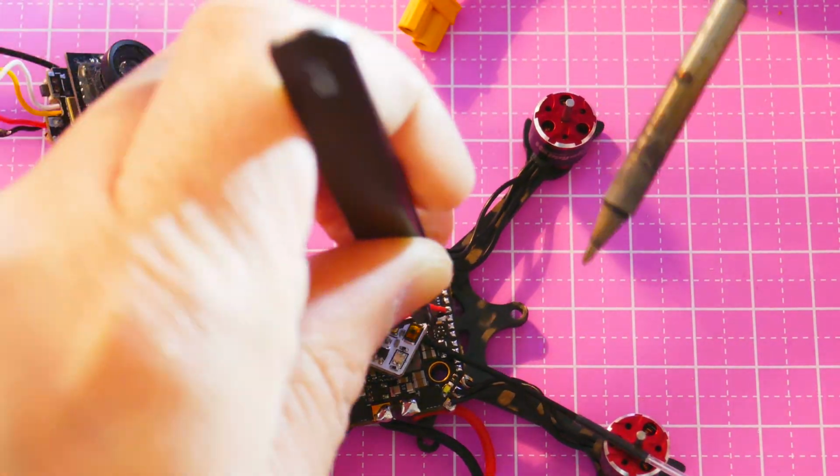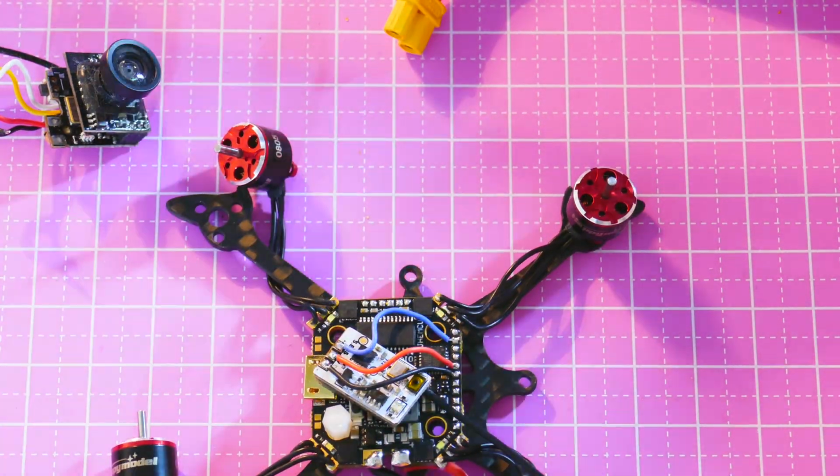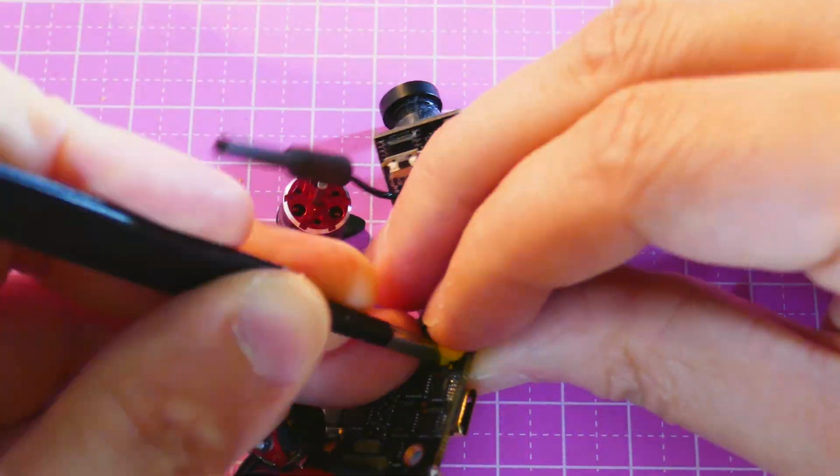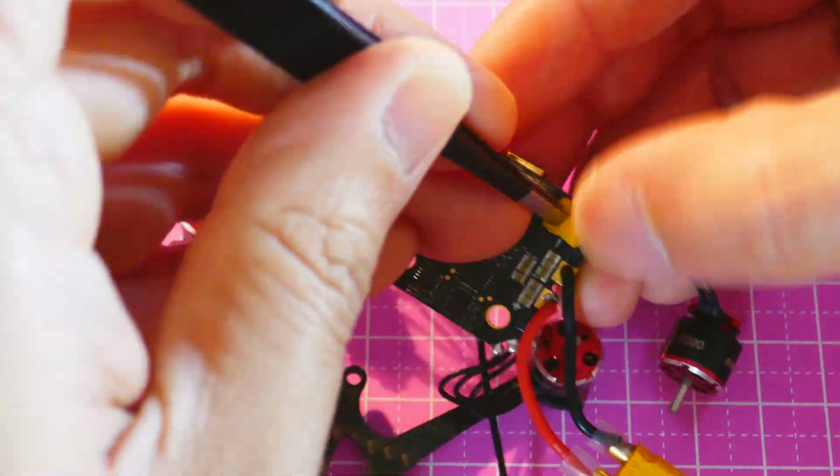I have to emphasize, these pads are really tight, so make sure to do an inspection. And folks, that's it. No magic smoke came out. The build is complete after the parts are screwed in.